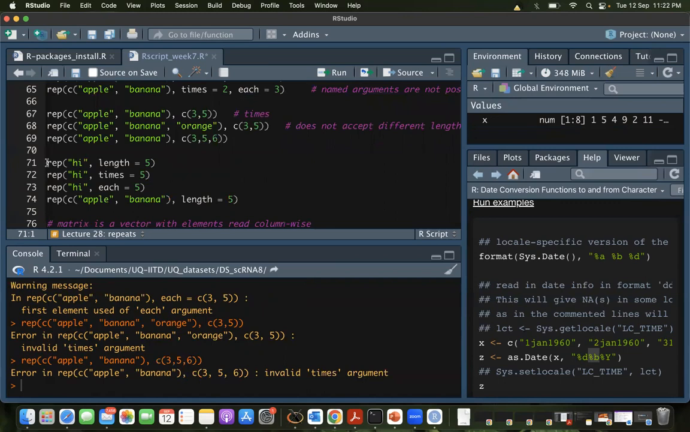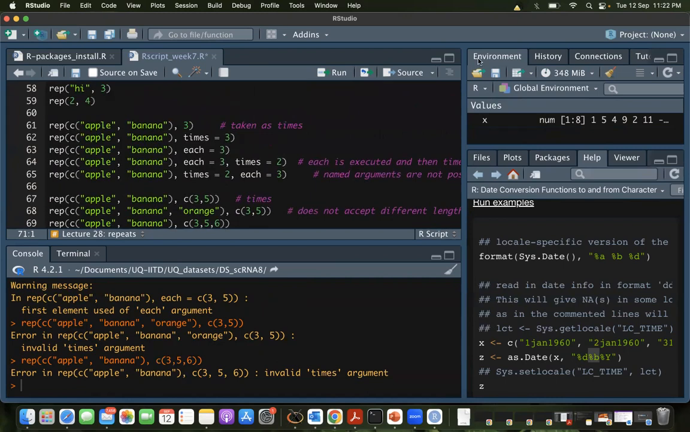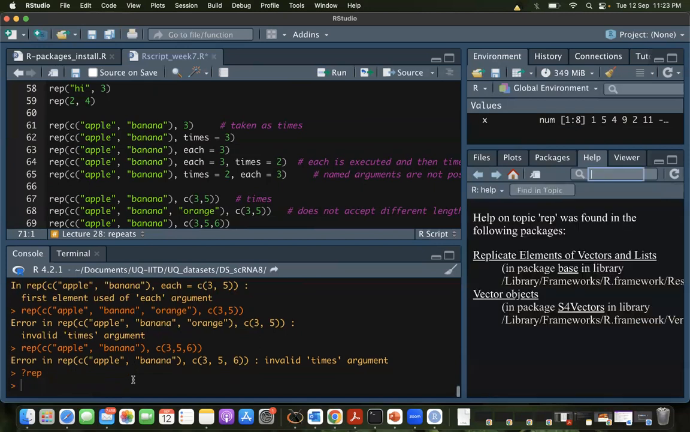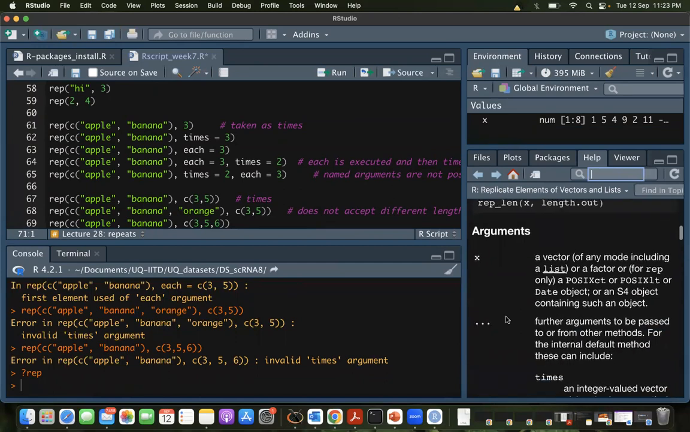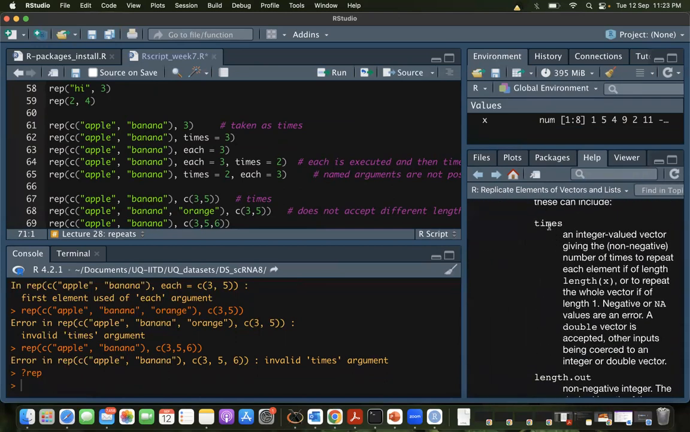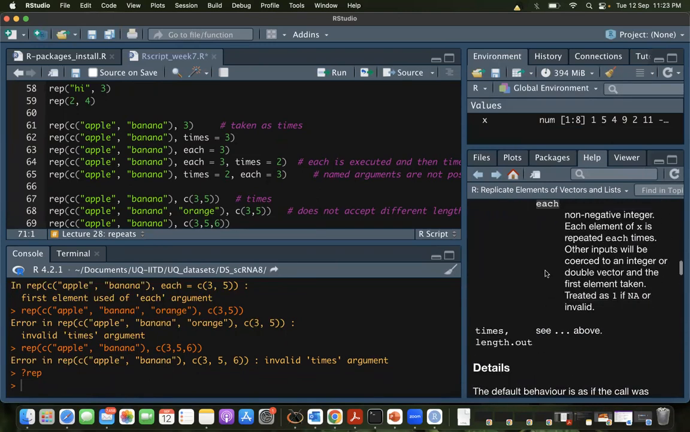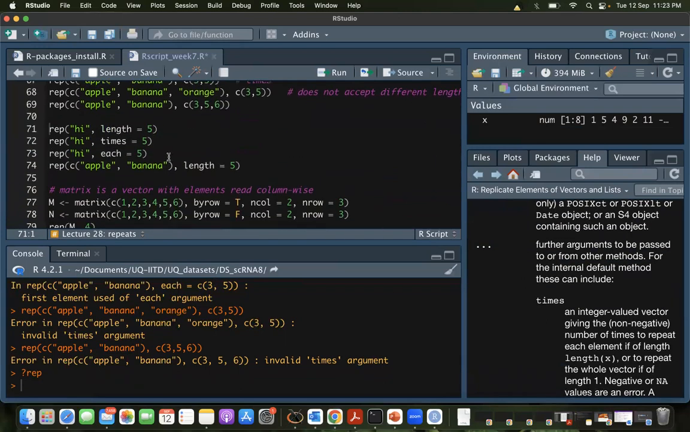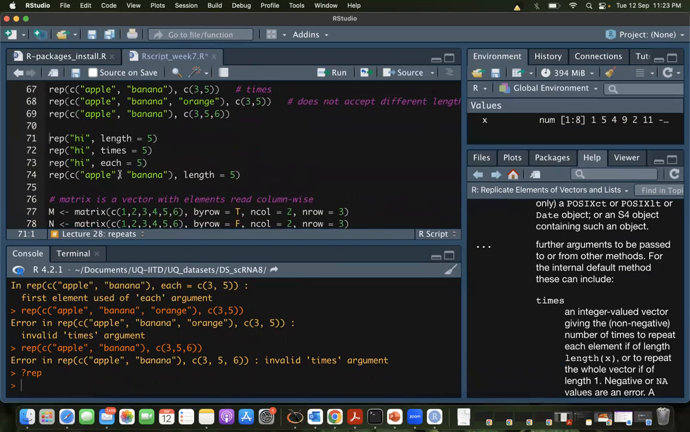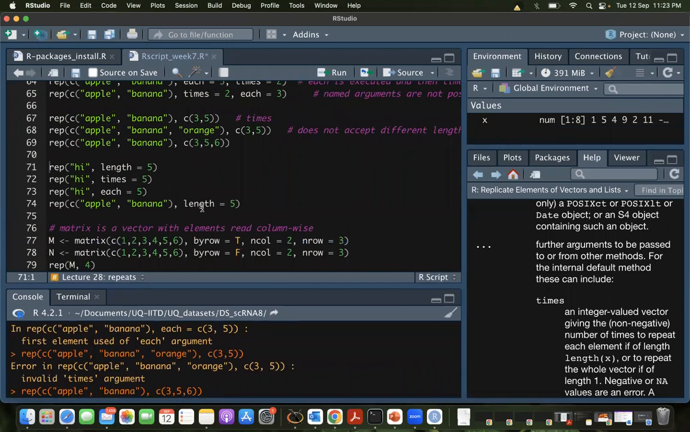So now one more thing here. If I open this function here, you see this function has times, length dot out, each. So these are the 3 things it can accept. We've talked about length and times and each, but we have not talked about length or length dot out. Same thing.